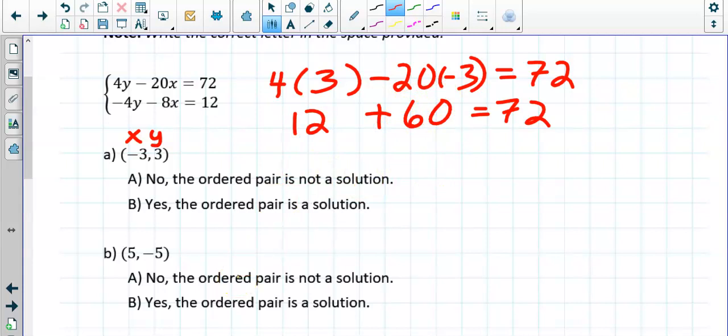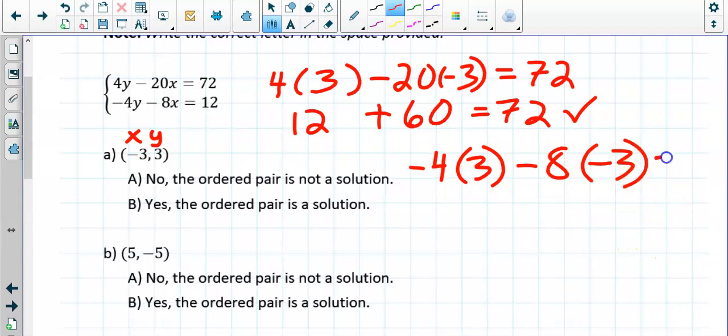And does that work then? Yes. So far, it works in the first one. So now all we got to do is check the second one. So we're going to take the -4. We'll put in the +3 for that one because that is the y value. -8 times the -3 equal to 12. I believe I've got everybody in the right position this time. So this time we've got -4 and 3, so that's a -12. And then over here it's a -8 and a -3, which makes a +24.